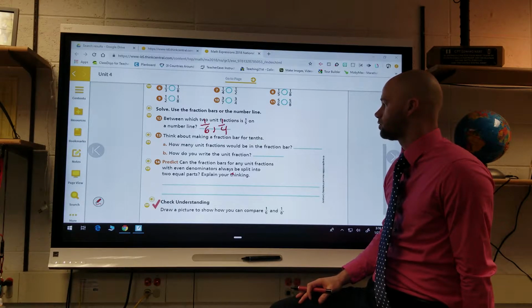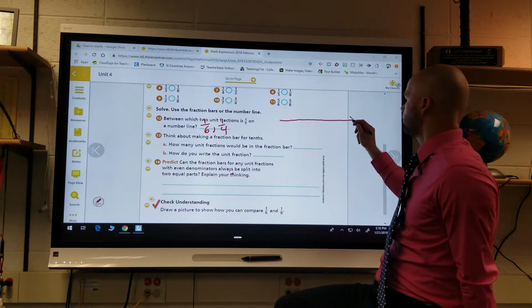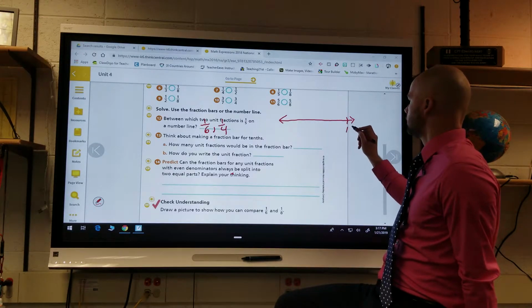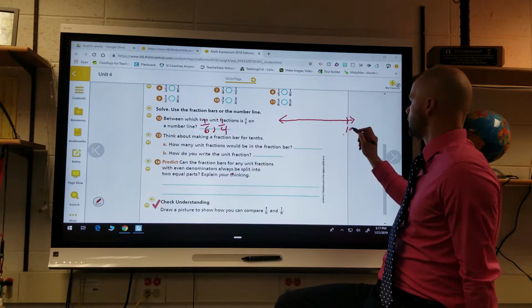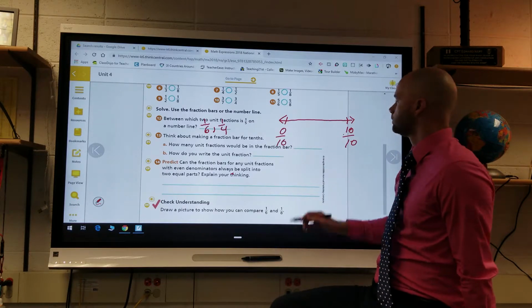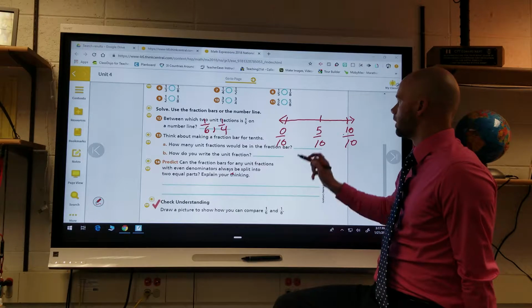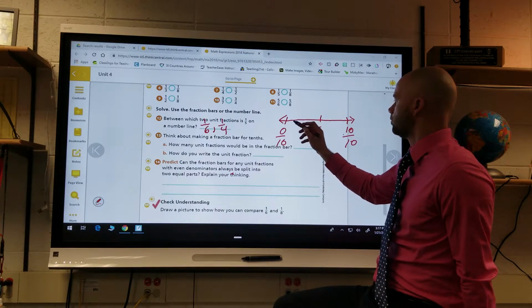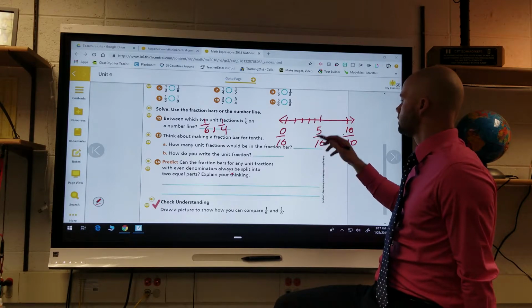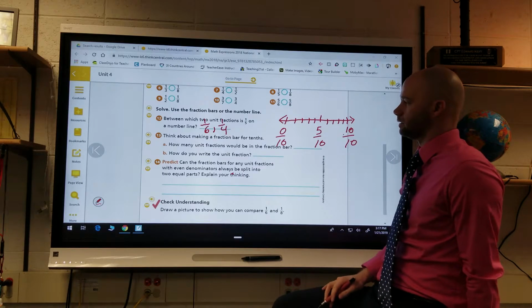Number 13, think about making a fraction bar for tenths. How many unit fractions would be in the fraction bar? So my example would be, I'm going to make a fraction bar, and I'm going to break it into tenths. Okay, so this is going to be 10 tenths, and 0 tenths. In the middle would be 5 tenths, because 5 is half of 10. And then I'm going to break it into 1/10, 2 tenths, 3 tenths, 4 tenths, 5 tenths, 6 tenths, 7 tenths, 8 tenths, and 9 tenths.